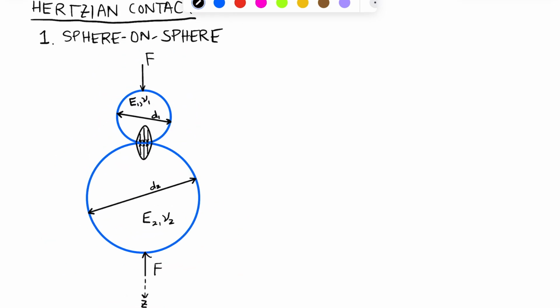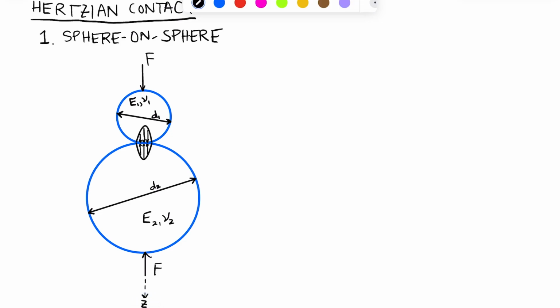Okay, so I did a little bit of setup here. This is the model for our sphere-on-sphere contact. You can see that we have two spheres. The one on top has diameter d1, elastic modulus E1 and Poisson's ratio nu1. And on the bottom we have a larger sphere with a diameter d2 and Young's modulus E2, Poisson's ratio nu2. These two spheres are being compressed by force F on top and bottom, equal and opposite forces there, and I've just drawn the z-axis as pointing down.